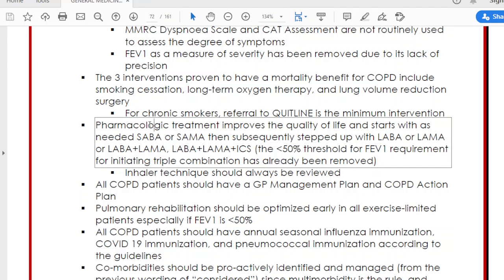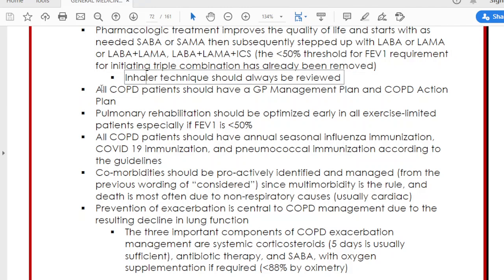Pharmacologic treatment improves the quality of life and starts with as-needed SABA or SAMA, then subsequently stepped up with LABA or LAMA, or LABA plus LAMA, LABA plus LAMA plus ICS. The less than 50% threshold for FEV1 requirement for initiating triple combination has already been removed. Inhaler technique should always be reviewed.